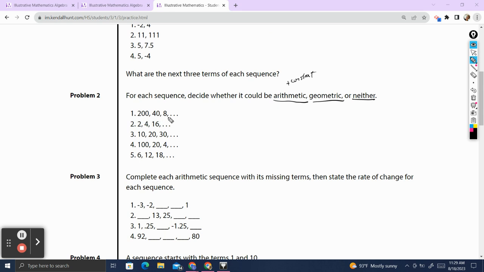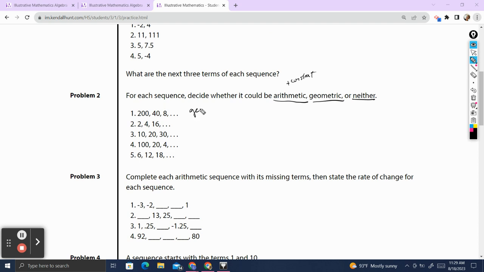200 to 40 to 8. I immediately see that we can't be subtracting the same constant, because 200 to 40 would be -160, and we don't subtract 160 to get to 8. So we could say 200 divided by what gets me 40? I do believe it's 5. So 200 divided by 5 gets me 40, and then 40 divided by 5 gets me 8. So because there is a constant term that we divide by or multiply by, we are going to say that it is a geometric sequence.